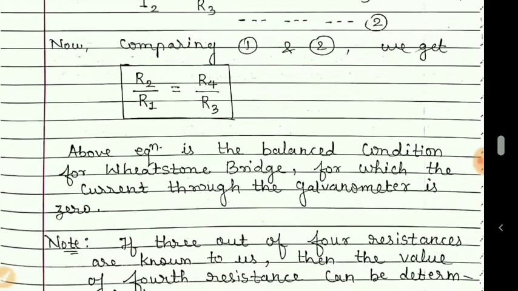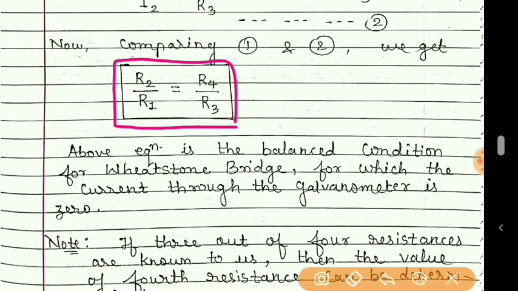Now in this ratio, there are 4 resistors. If out of 4 resistors, the values of 3 resistors are given, then we can easily find the value of the 4th unknown resistor. So practically this Wheatstone bridge circuit is used to find the unknown resistance given to you.